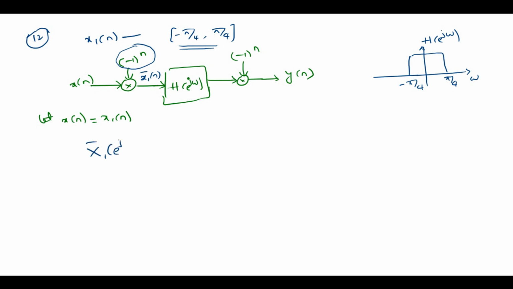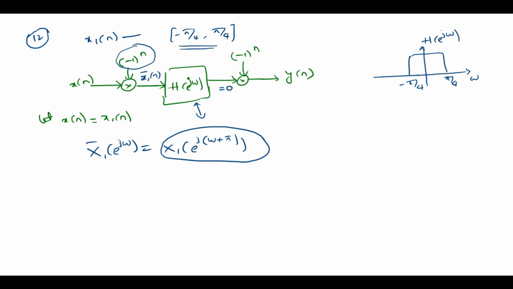that is x1 dash of e power j omega, which is equal to x1 of e power j omega plus pi. Okay, this is multiplied with h of e power j omega. Now see, the x1 of e power j omega is shifted by an amount of pi, so this comes completely out of that filter range, that is out of the range from minus pi by 4 to plus pi by 4. So this signal is completely attenuated. So the output of this filter is simply 0 when the input is x1.